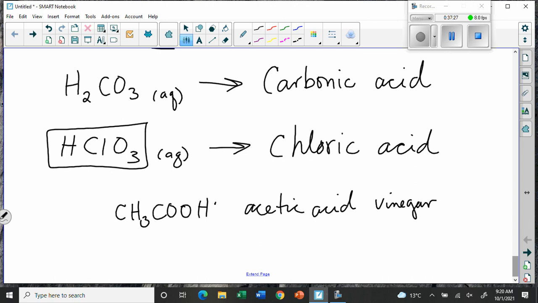But see this H right here? This is the H that can be popped off by water. Water can't really get at these H's because they're being held too tightly by the carbon. But water, because it's polar, can pull off this H, and that H can go on and become a hydronium. And so that's how vinegar becomes acidic as well. So that's how we name some of them.